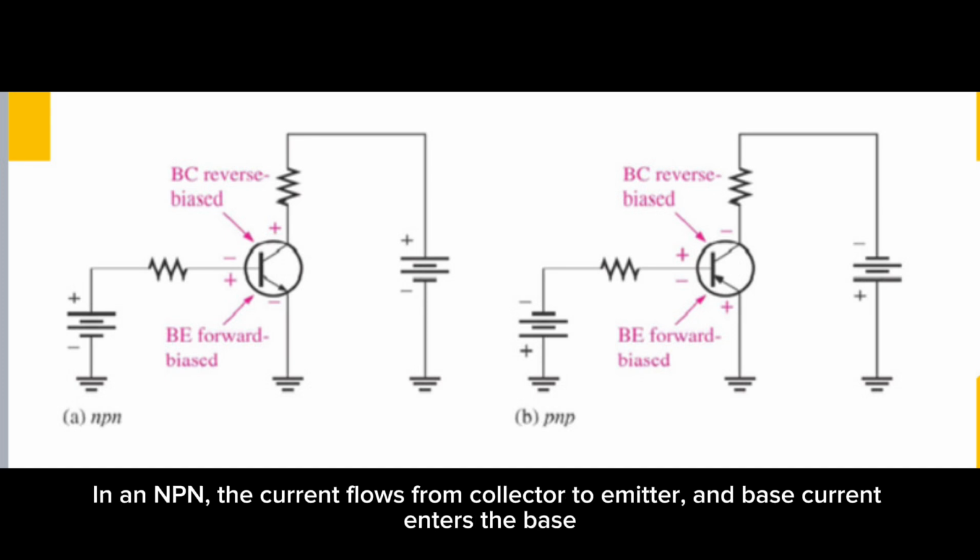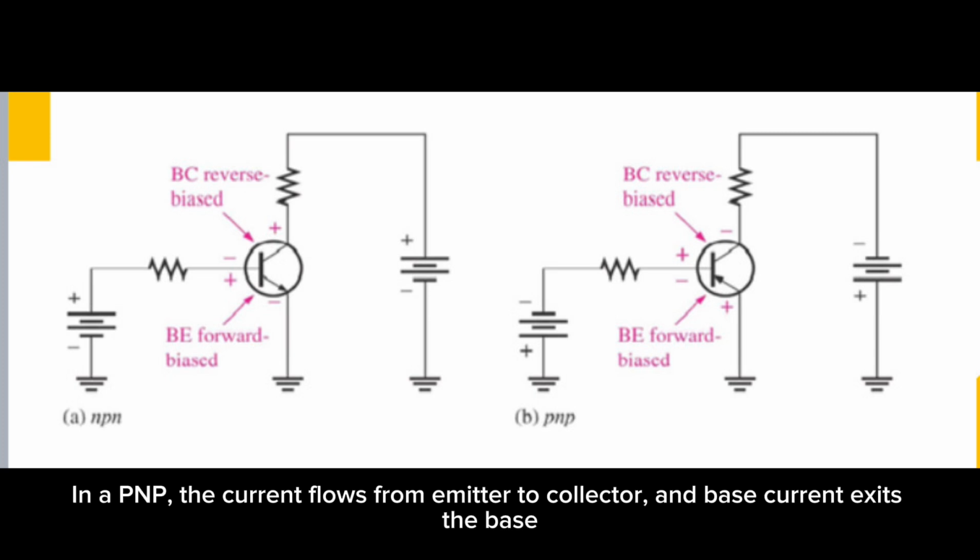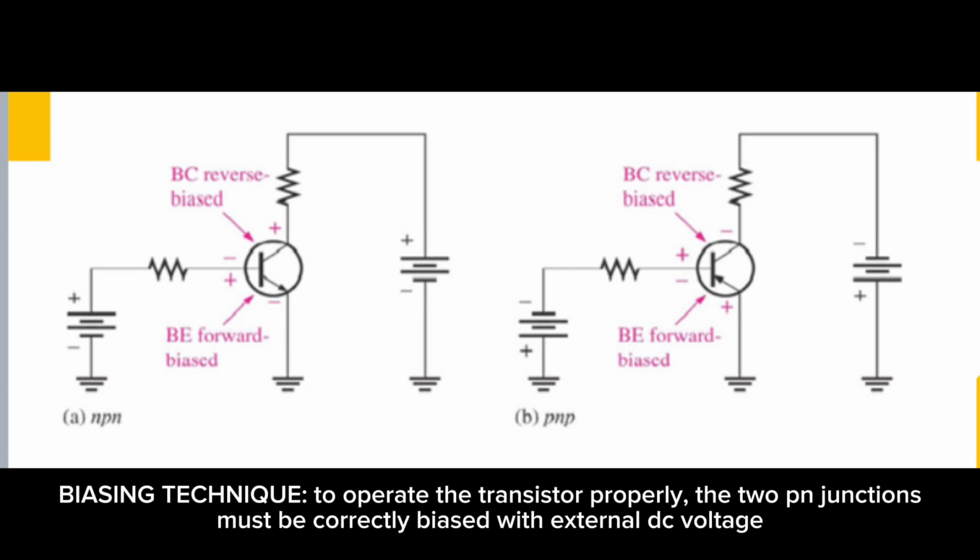In an NPN, the current flows from collector to emitter and base current enters the base. In a PNP, the current flows from emitter to collector and base current exits the base. The biasing technique is to operate the transistor properly. The 2 PN junctions must be correctly biased with external DC voltage.